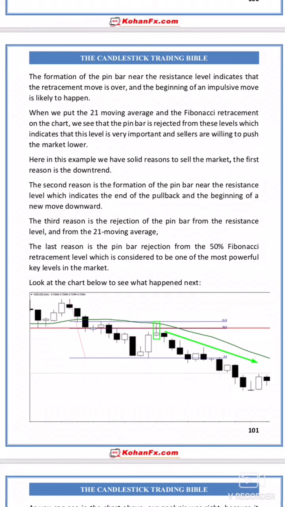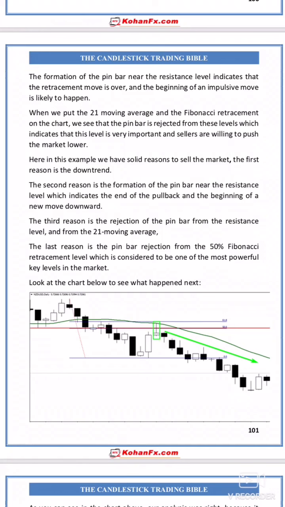When we put the 21 moving average and the Fibonacci retracement on the chart, we see that the pin bar is rejected from these levels, which indicates that this level is very important and sellers are willing to push the market lower. Here in this example, we have solid reasons to sell the market. The first reason is the downtrend. The second reason is the formation of the pin bar near the resistance level, which indicates the end of the pullback and the beginning of a new move downward.